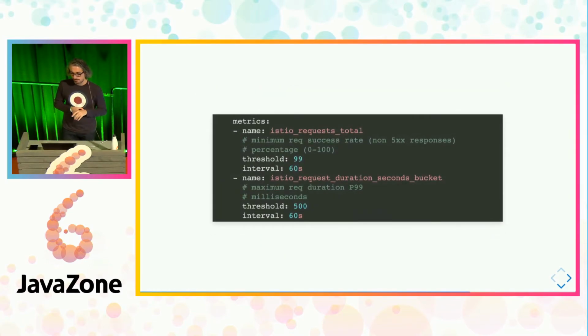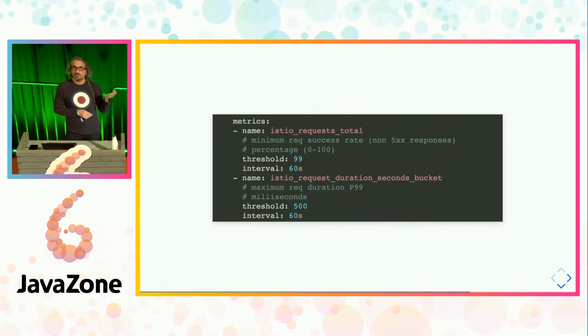Now the metrics part is where you can define what metrics in Prometheus you want to watch and what are the conditions that define a successful metric. So with Istio request total, I'm saying I want 99% of my requests to be non-500 to be successful. For the 99th percentile, I want the request to be under 500 milliseconds. So for those two metrics, I don't have to change my application.